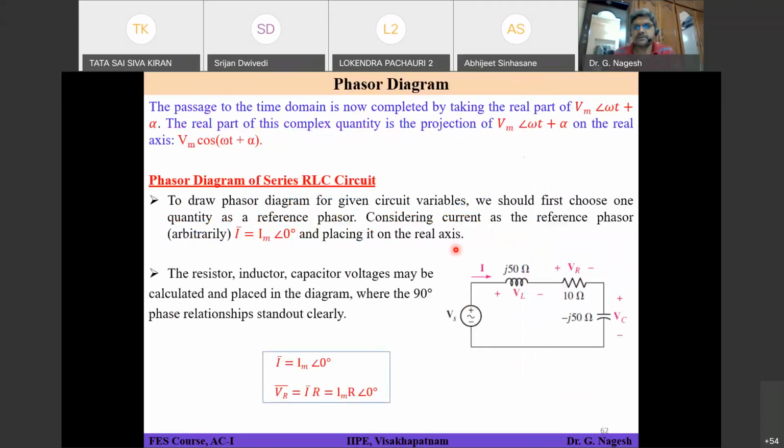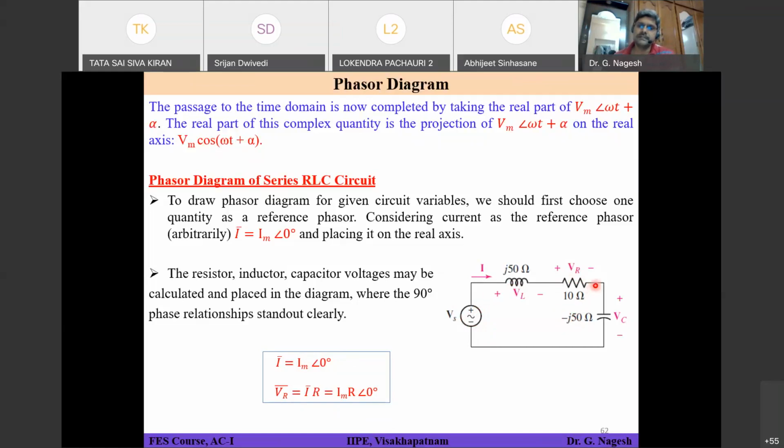You can apply KVL to this. Assume current is equal to 1 at an angle of 0 degrees, let's say. Then your voltage will be 50 at an angle of plus 90, or plus J50 for VL. I am assuming I is equal to 1, let's say. This will be plus J50, and this will be minus J50, voltage across the capacitor, because amplitude is 1 for I and phase angle is 0. Now if you apply KVL, your voltage source will be equal to voltage across the resistor. So VS will be equal to VR.